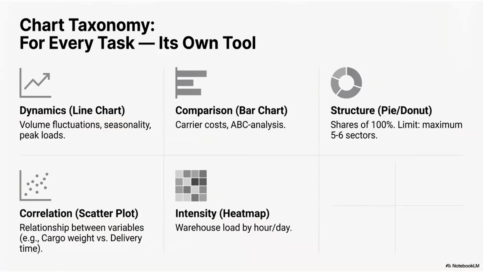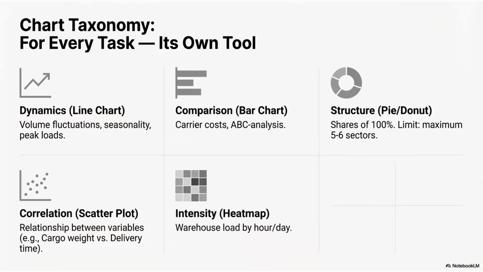To search for hidden patterns, a scatter plot is used, which displays the correlation and relationship between two different variables. For example, it can be used to visually test the hypothesis of whether the weight of a cargo directly affects the total time of its delivery to the end customer.